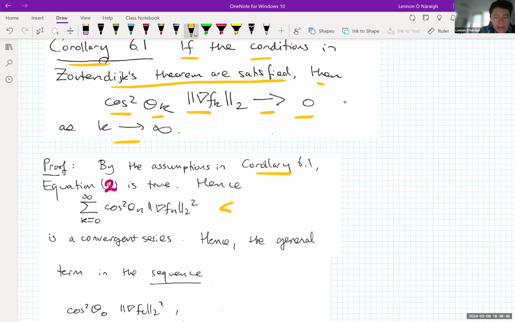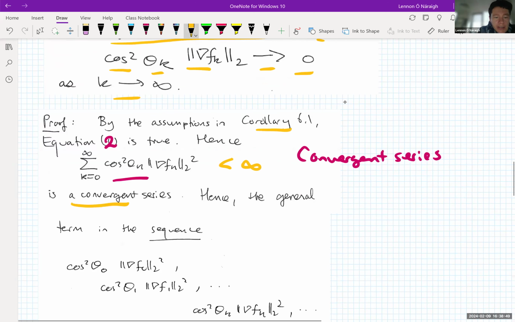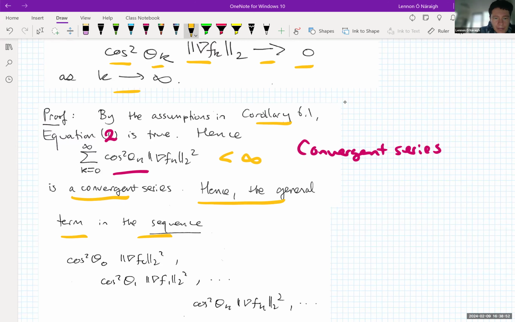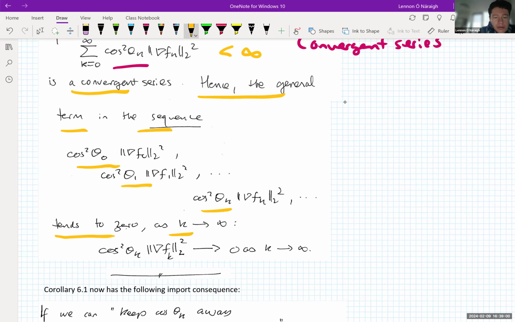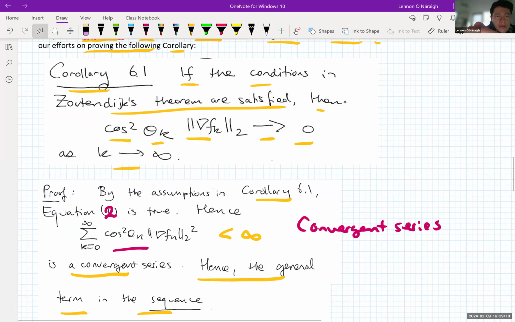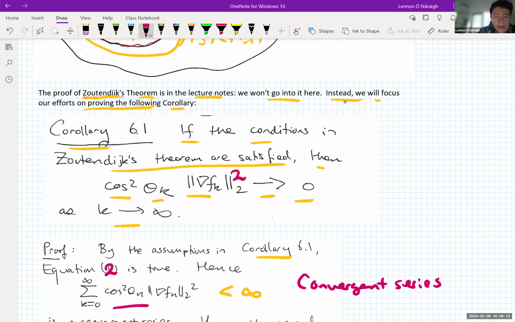So this is less than infinity. In other words, this is a convergent series. And if you have a convergent series, then the general term in the sequence of elements in this series tends to 0 as k goes to infinity. And so cos squared theta k times the L2 norm of grad f squared tends to 0 as k tends to infinity. And so indeed in this corollary 6.1, we should have a square.